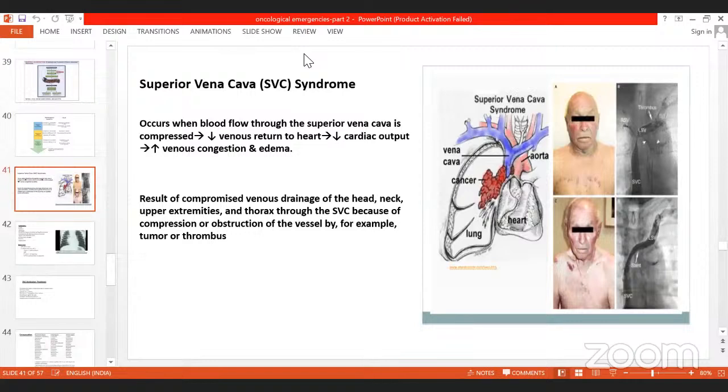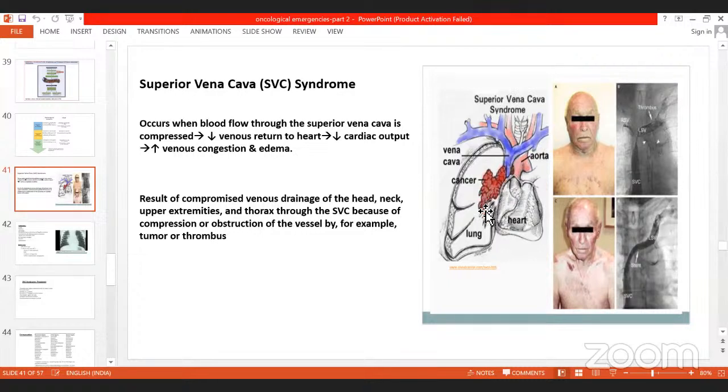Superior vena cava syndrome, the mechanism by which it occurs is whenever there is any cancer which is infiltrating or obstructing the superior vena cava, when the blood flow through the superior vena cava is compressed, then there is decreased venous return to the heart, decreased cardiac output, and increased venous congestion and edema in the upper part of the body, that is the head and neck.